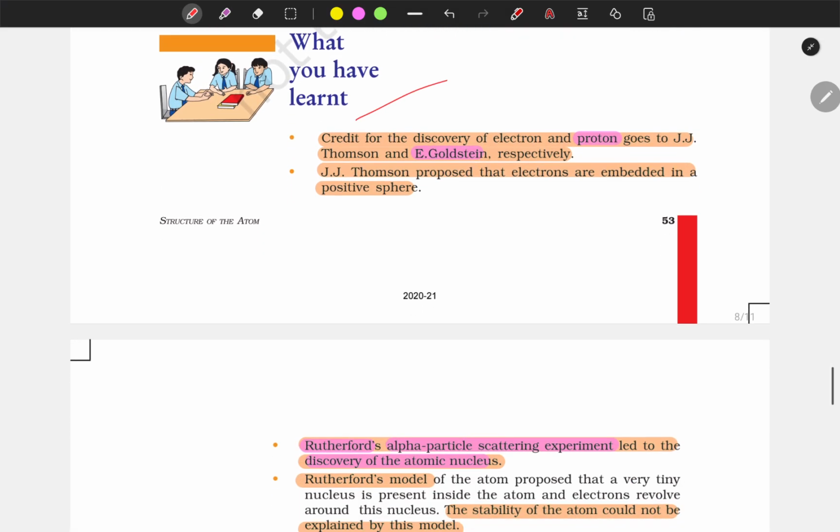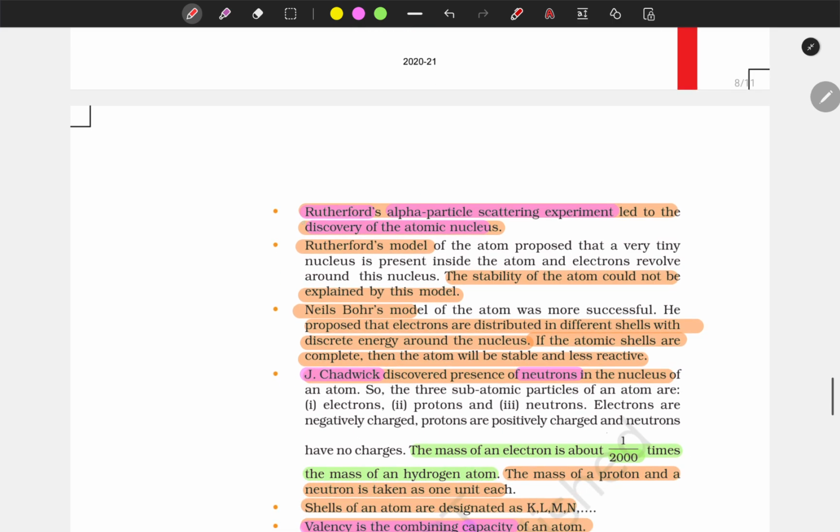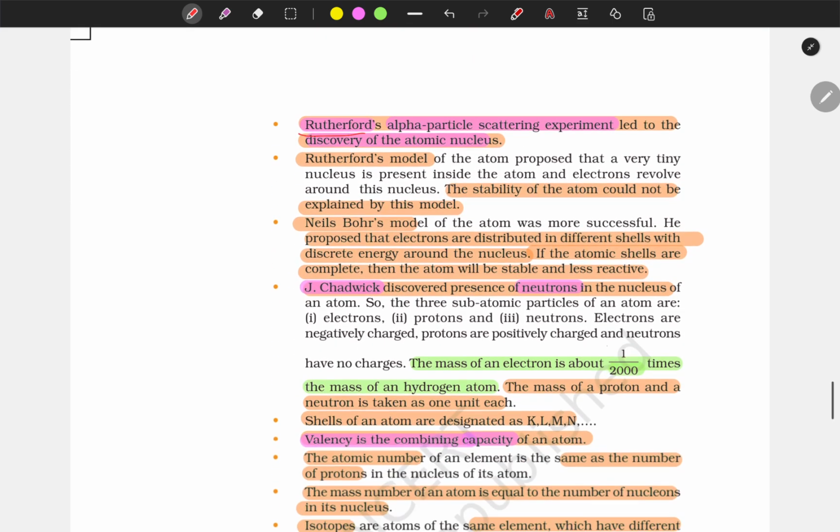This is a summary of what we have learned so far. Credit for the discovery of the electron goes to J.J. Thomson and the proton to E. Goldstein. J.J. Thomson proposed that electrons are embedded in a positive sphere. After J.J. Thomson the model evolved and a new model was given by Rutherford. Rutherford's alpha particle scattering experiment led to the discovery of the atomic nucleus.